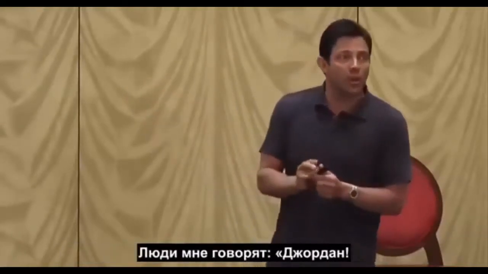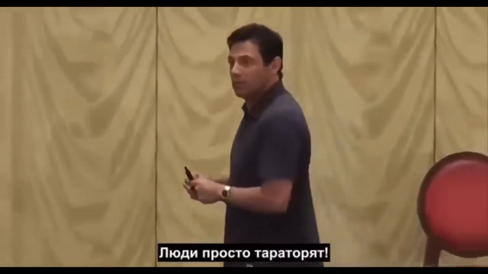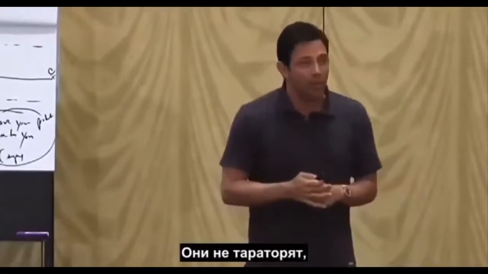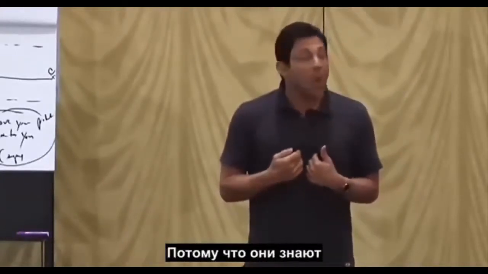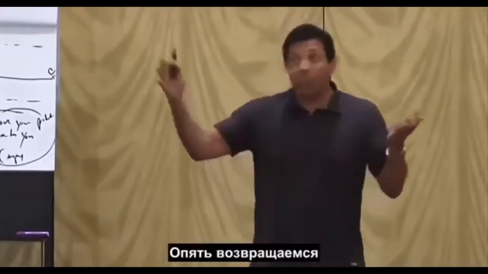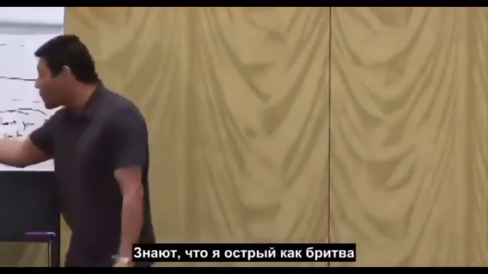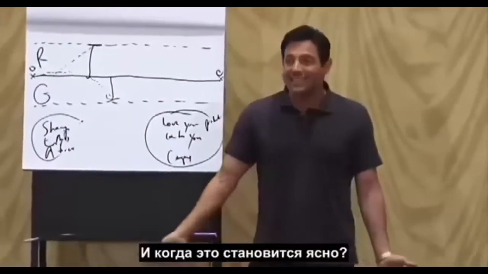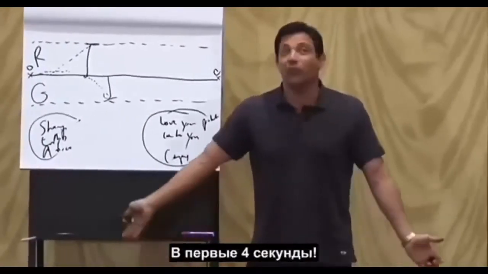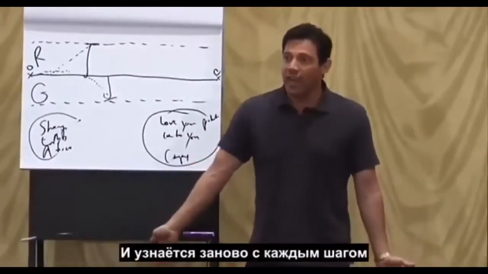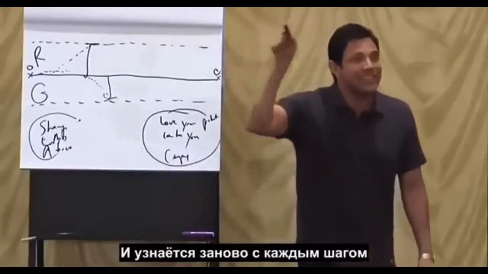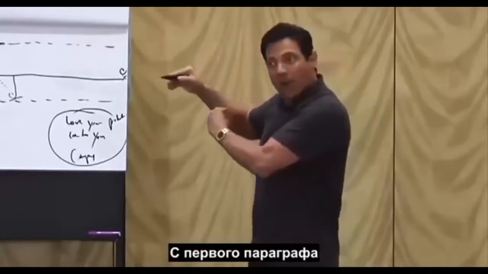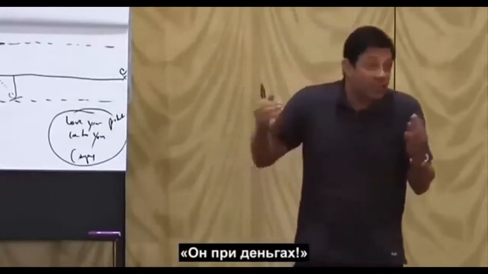People will say to me, well, Jordan, people just ramble. And how do you stop that? I'm like, they don't ramble when they speak to me. Because they know better. Because they know what? It's all back to the same thing. Because they know I'm sharp as a tack, enthusiastic, I'm an expert. You get that? And when was that established? In the first 4 seconds. And reinforced every step of the way. By the first paragraph, they're like, ooh, this guy's on the money.